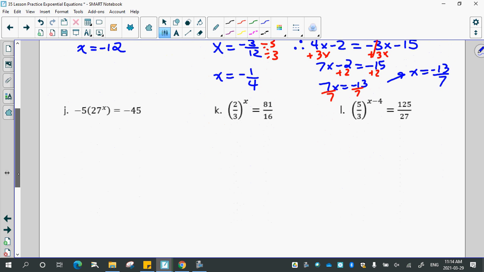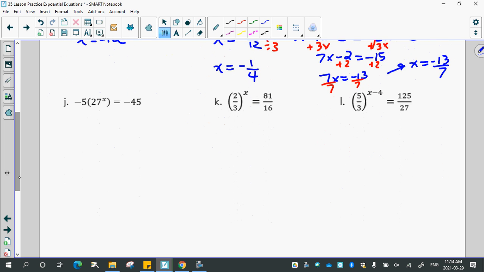All right, J is another. Any idea what we do for J first? Yeah. Divide both sides by -5. Okay, we want to get the exponential part by itself. So if we do that, we're going to get our 27 to the power of x equals positive 9.